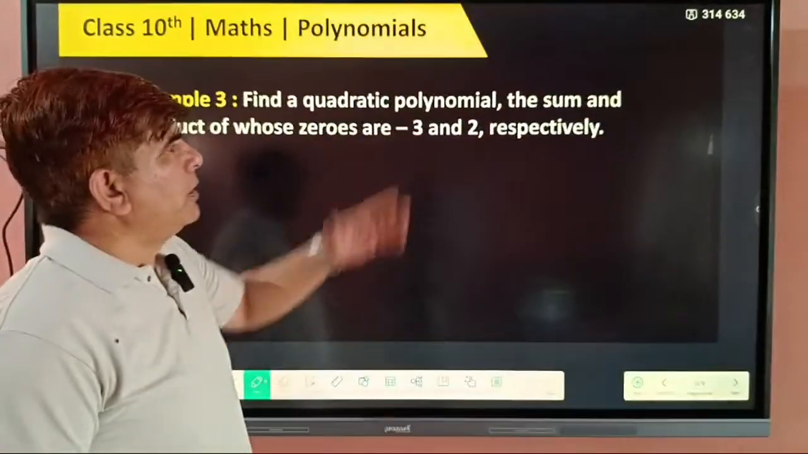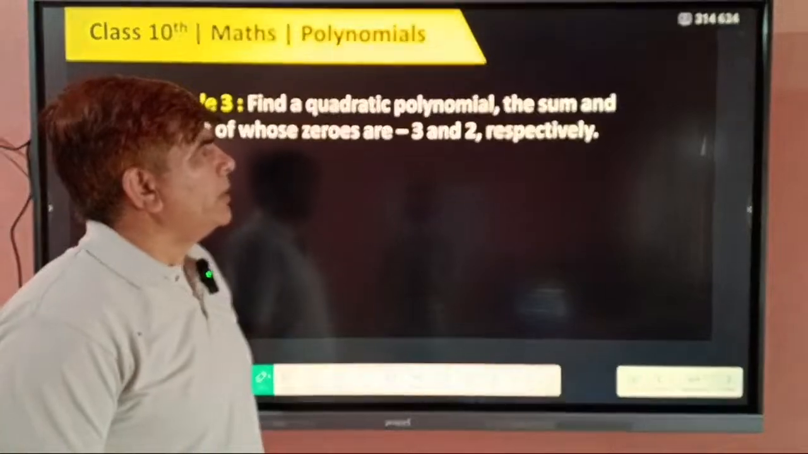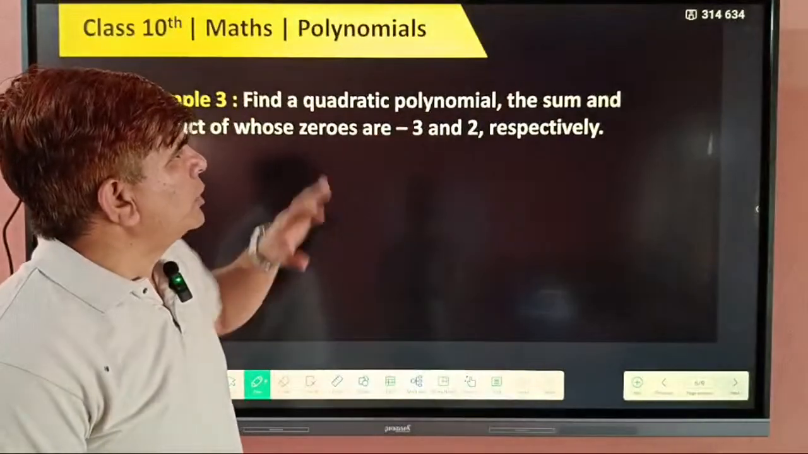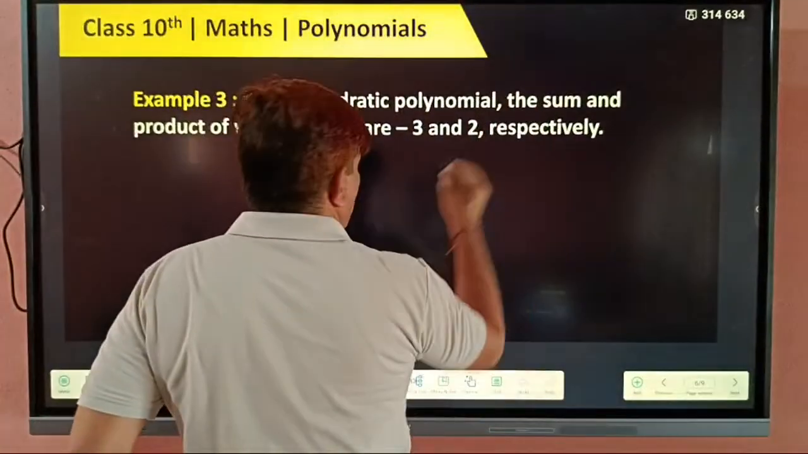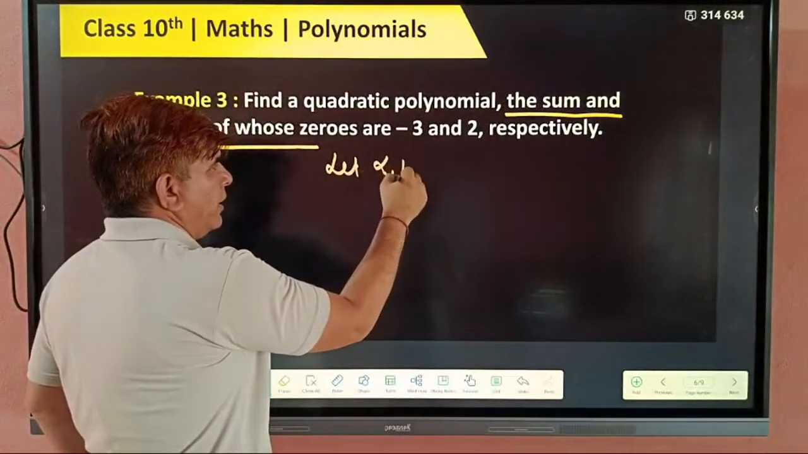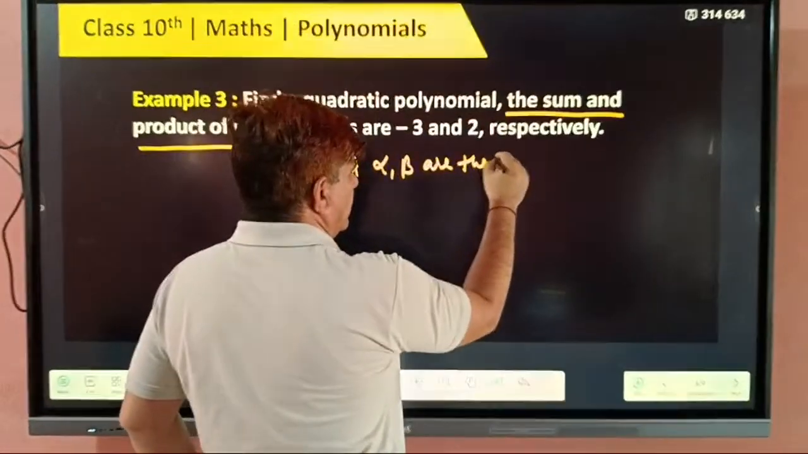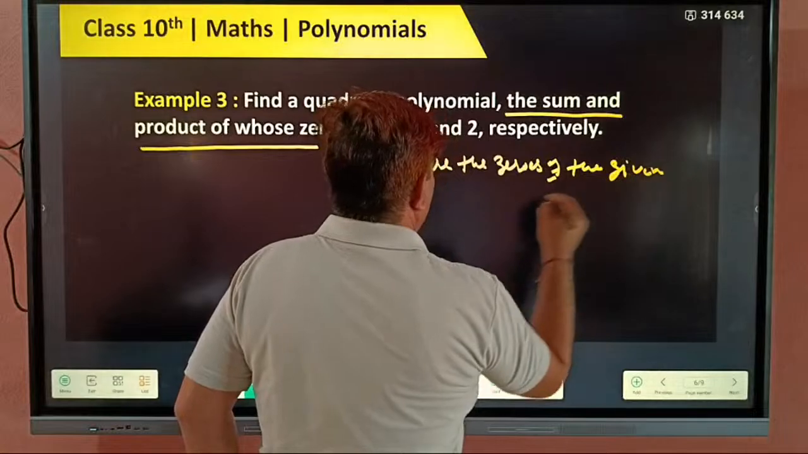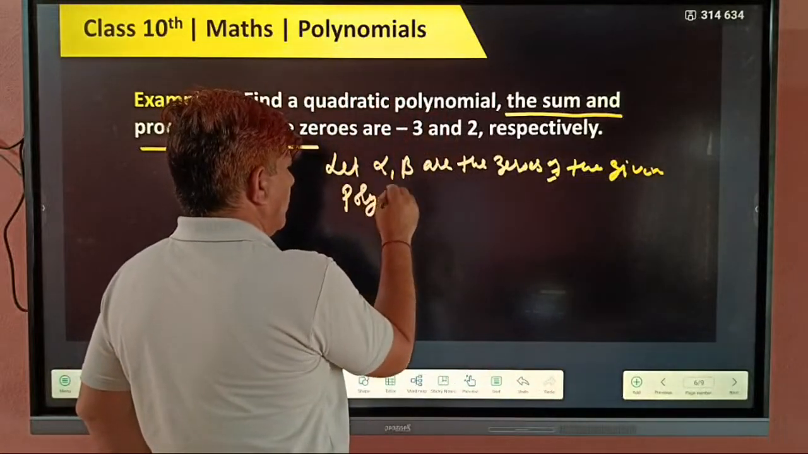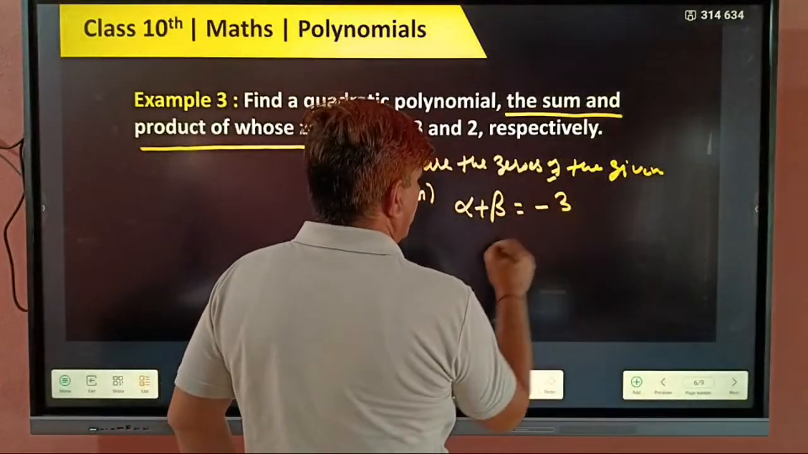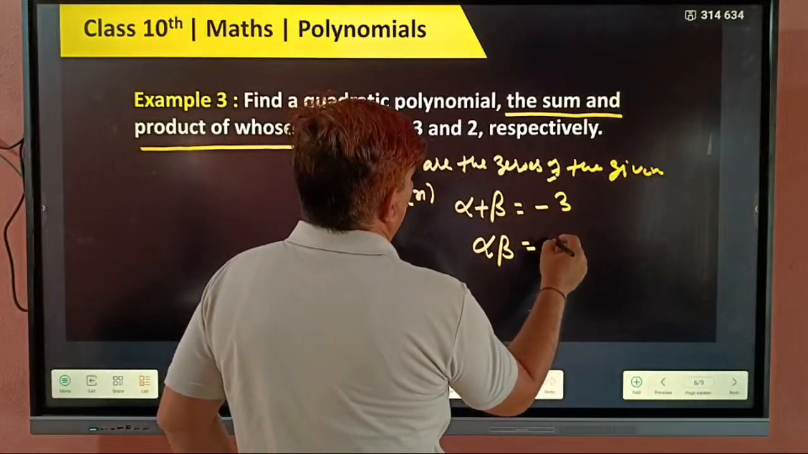Find a quadratic polynomial, the sum and the product of whose zeros are minus 3 and 2 respectively. So we can say let alpha and beta be the zeros of the given polynomial p(x). So what's given? Alpha plus beta equal to minus 3. Alpha beta equal to what's given? 2.